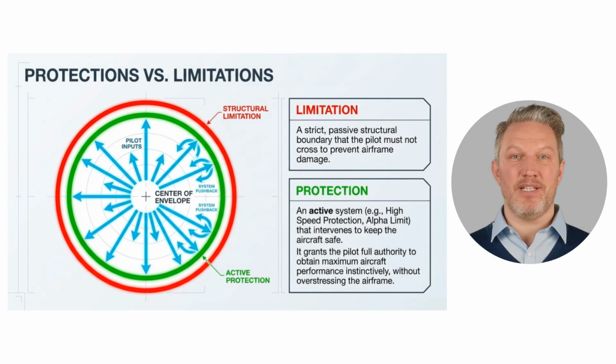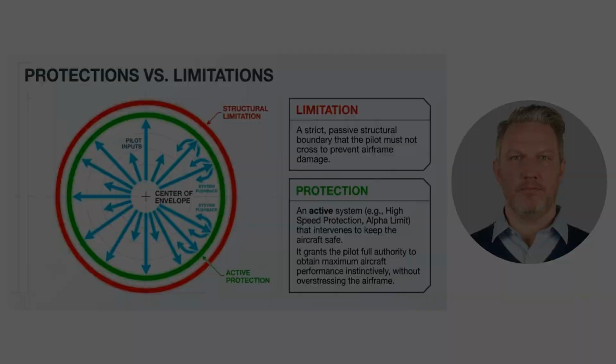It is vital to distinguish between a limitation and a protection. A limitation is a passive structural boundary, the hard wall you must never cross to avoid airframe damage. Protection, however, is an active system. Whether it's high-speed protection or alpha limit, these safety nets intervene to keep you safe, granting you the authority to obtain maximum performance instinctively without ever overstressing the aircraft.